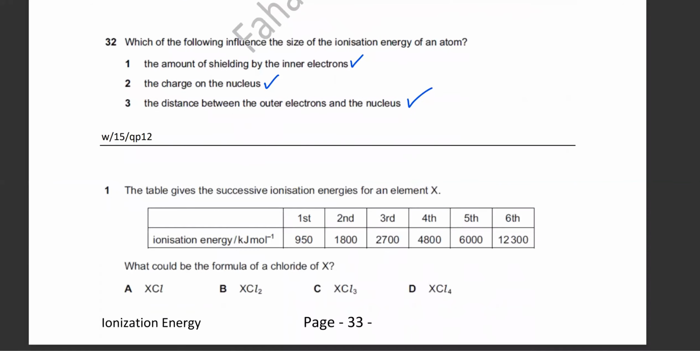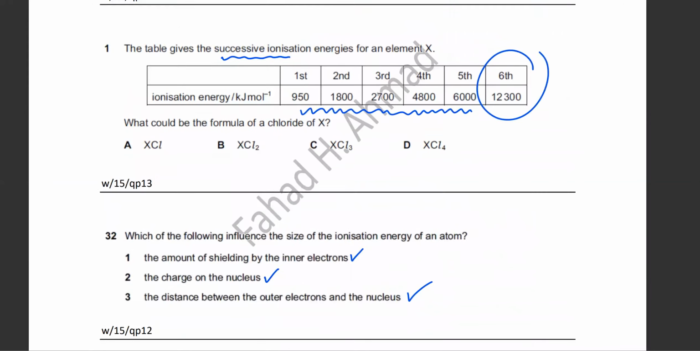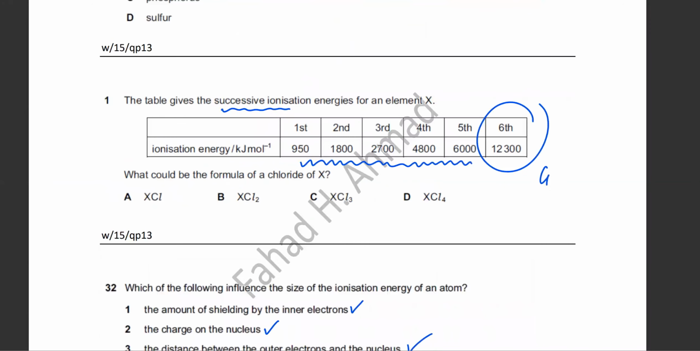Sir, what's the answer for the previous one? So this is group 5, right? Yeah. So what chloride would it form? If it's in group 5, how many bonds would it form?